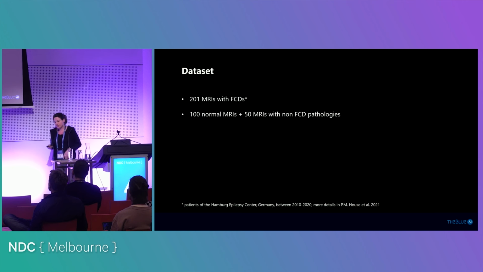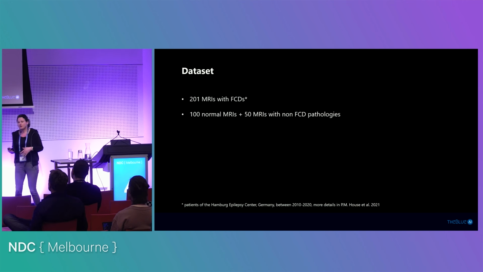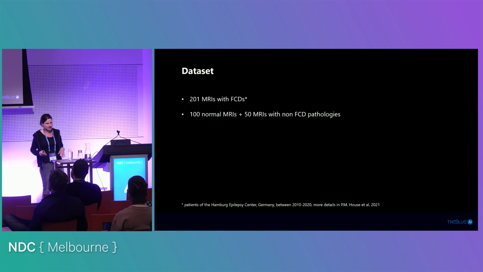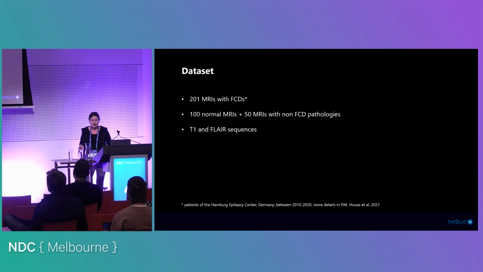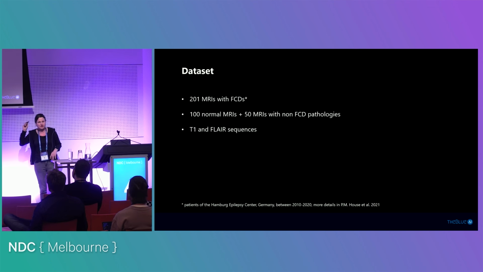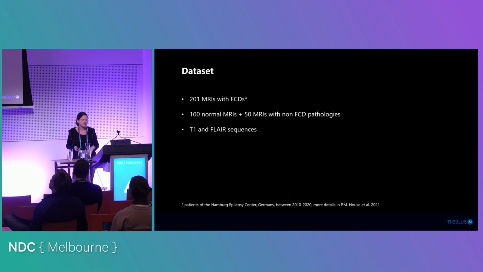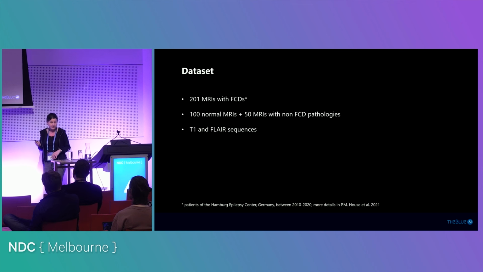But we didn't want to just recognize, okay, here is the FCD, knowing that it should be somewhere in this series. We wanted to make it useful for daily clinical practice. So that's why we also took 100 normal MRIs, as well as 50 MRIs with different pathologies, not healthy brains, but including some different pathologies. We took the T1 and FLAIR sequences. The MRI machine can have different settings, and then you can expose some different features. The most common ones are T1, T2, and FLAIR, so we decided to take 2 of them.